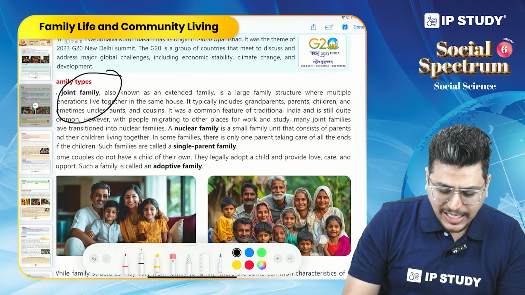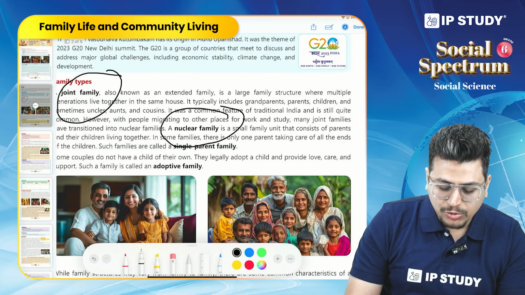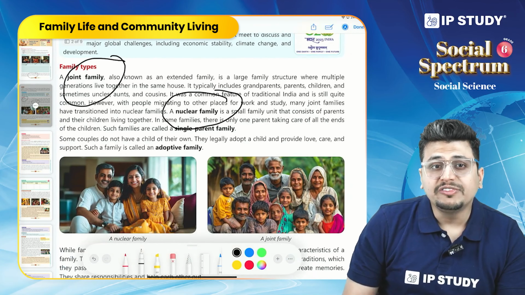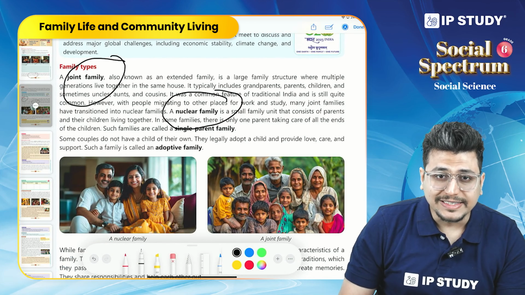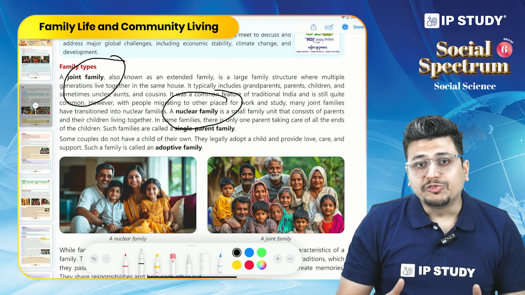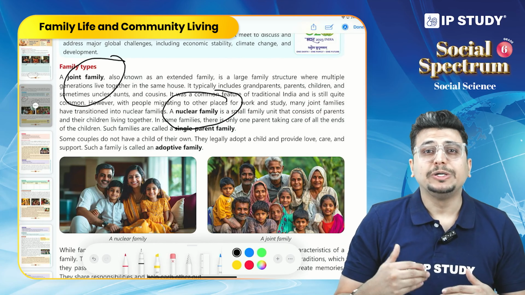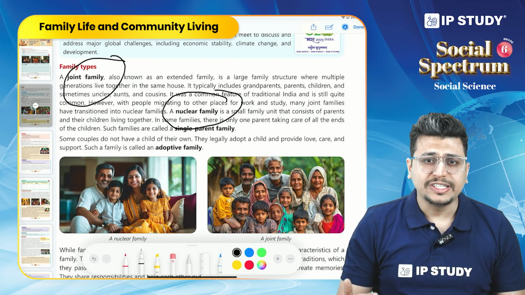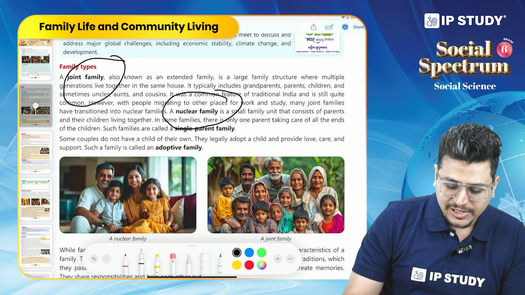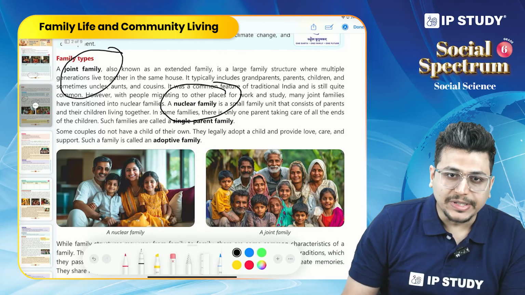But as time has passed, a new system of family called nuclear family has also come into existence. Because people move from one place to another in search of better work opportunities, maybe to study in another town or a city. So that has led to nuclear families.